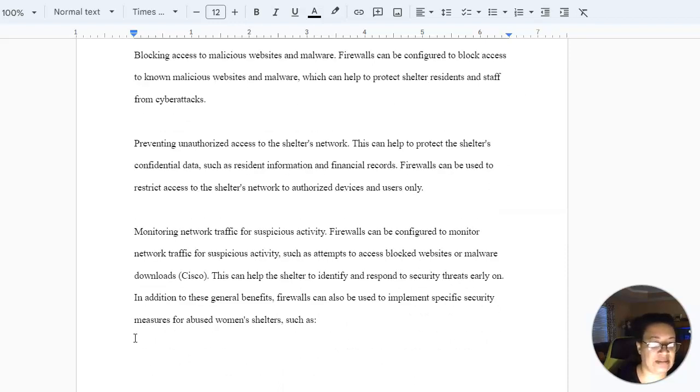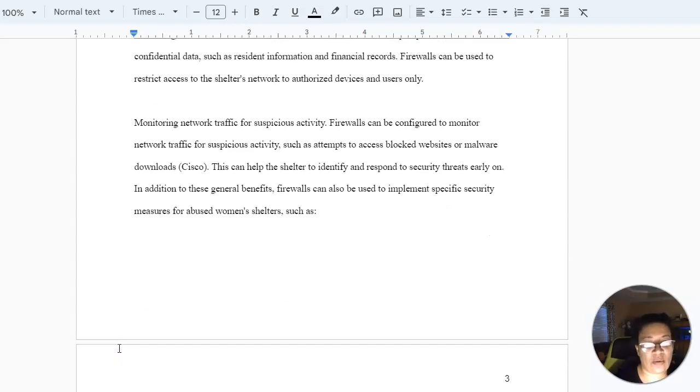Preventing unauthorized access to the shelter's network, it can also protect confidential data such as resident information and all financial records. Firewalls can be used to restrict access to the network to authorized devices and users only. Monitoring network traffic for suspicious activity.